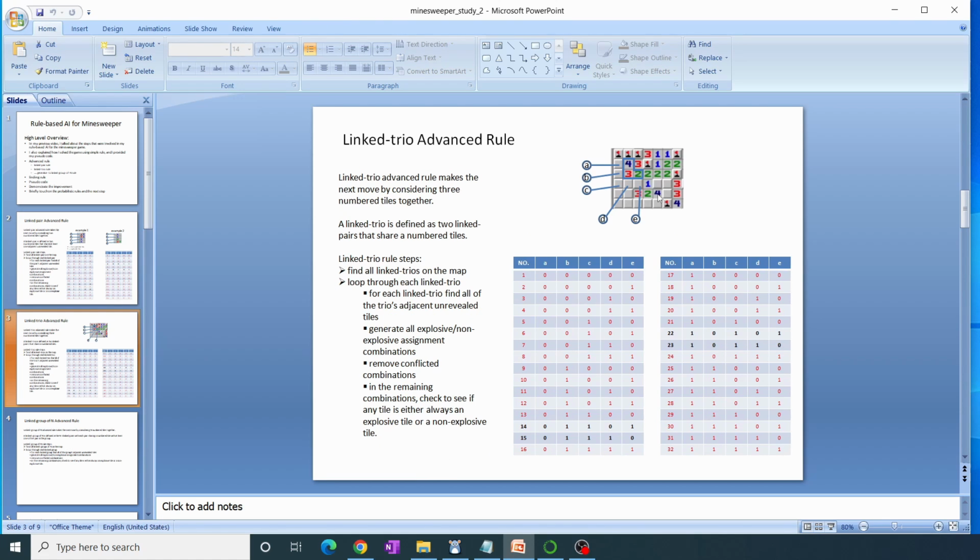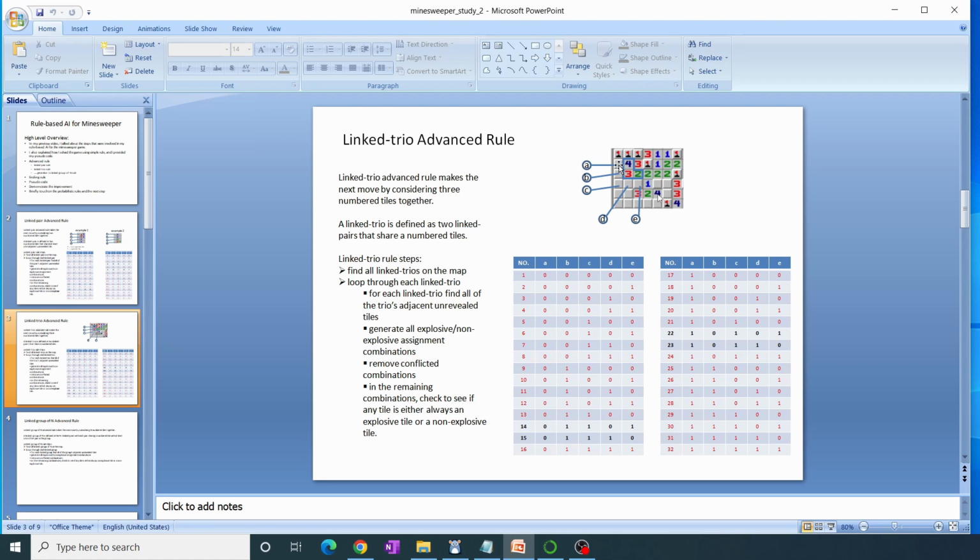Now let's talk about the linked trial rule. Linked trial is very similar to the linked pair. The only difference is that it makes the next move by considering 3 numbered tiles together instead of 2. I have an example here. We will be focusing on number 4, 3, and 2 over here.